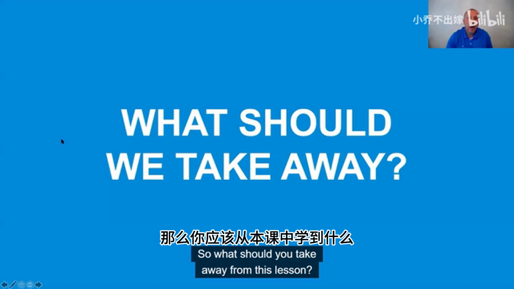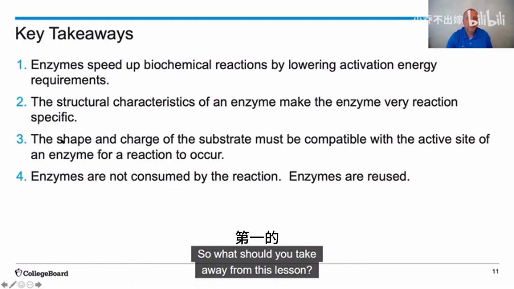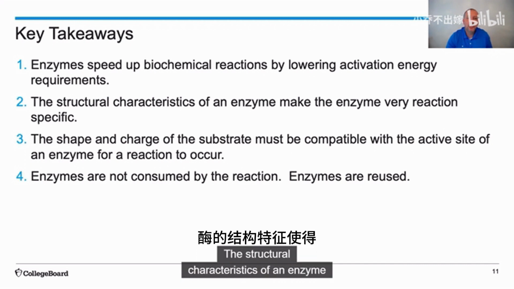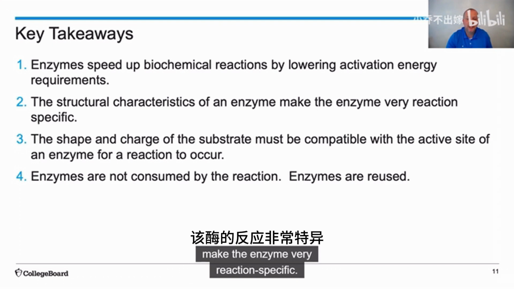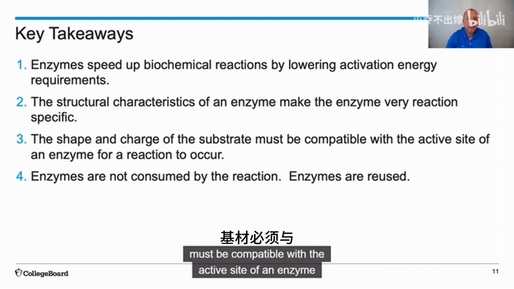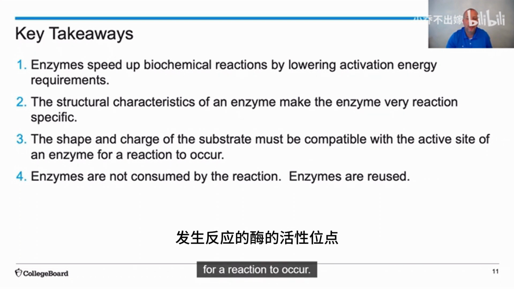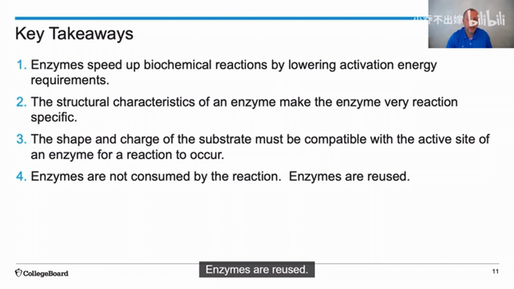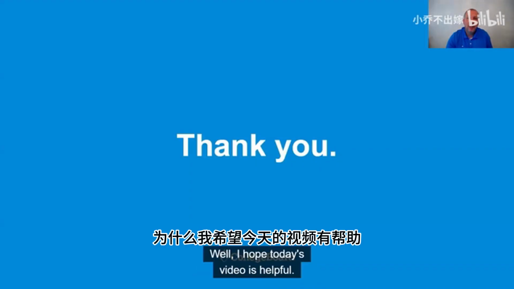So what should you take away from this lesson? First, enzymes speed up chemical reactions by lowering activation energy requirements. The structural characteristics of an enzyme makes the enzyme very reaction specific. The shape and charge of the substrate must be compatible with the active site of an enzyme for a reaction to occur. And finally, enzymes are not consumed by the reaction. Enzymes are reused.